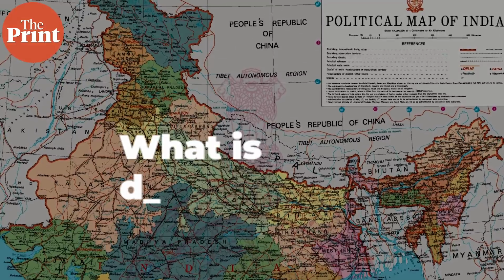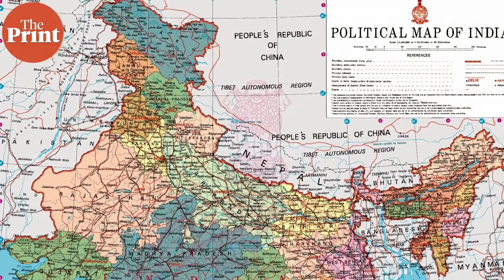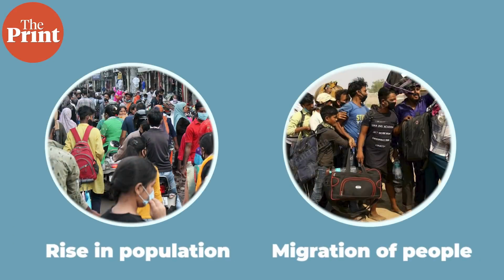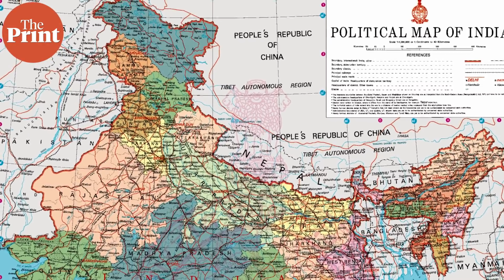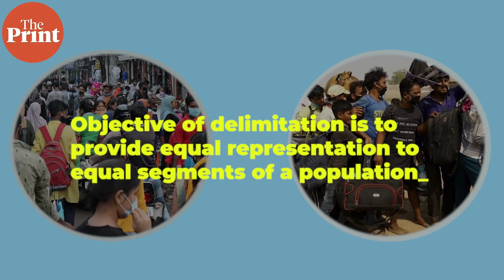Okay, let us first understand what delimitation actually means. Now, India is divided into different areas for elections. We know that we vote within our constituencies and we elect a person who represents that constituency in the government. Delimitation is basically the exercise of drawing the boundaries for these constituencies. Such an exercise is usually needed because of changes or rise in population, or the migration of people, or when a state is divided into two or more states. So these boundaries are revised to ensure proper representation of people in the state legislative assembly and in the parliament. In other words, the main objective of delimitation is to provide equal representation to equal segments of a population.